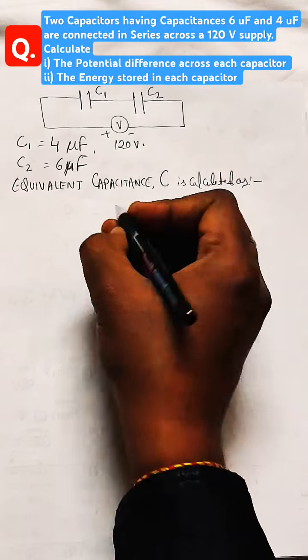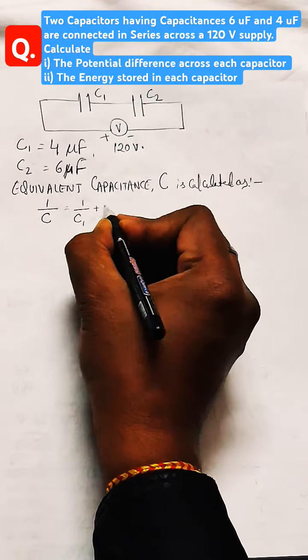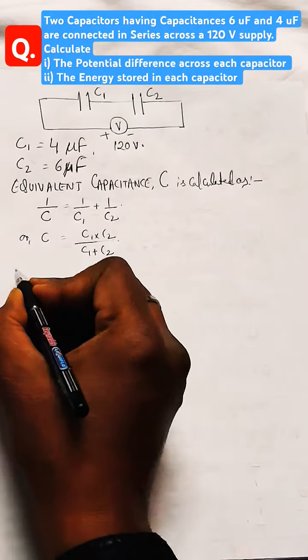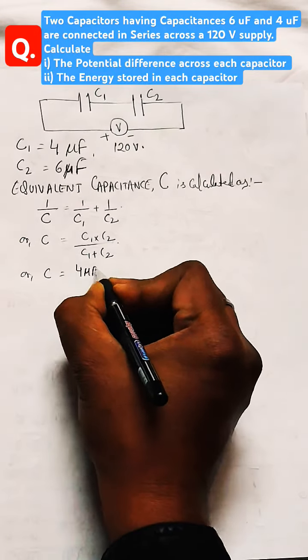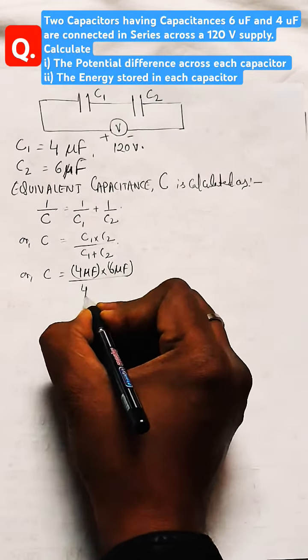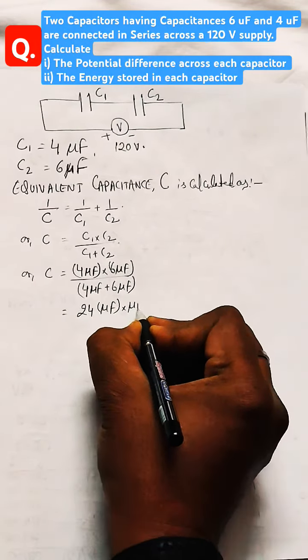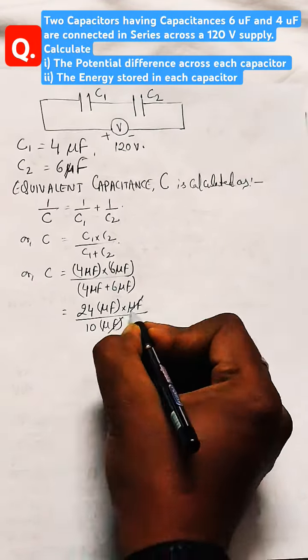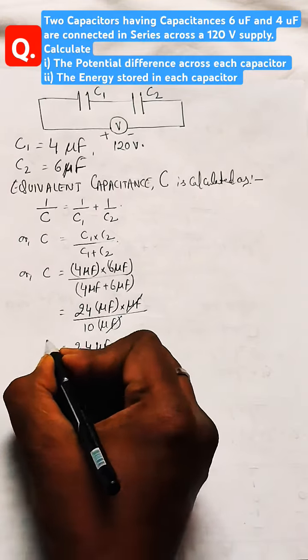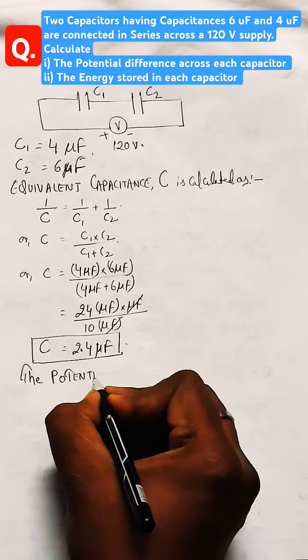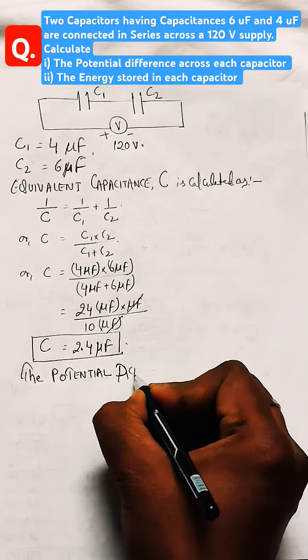When two capacitors are connected in series, the equivalent capacitance is given by the formula 1 by C equal to 1 by C1 plus 1 by C2. So the equivalent capacitance can be calculated in this way as 2.4 microfarad.